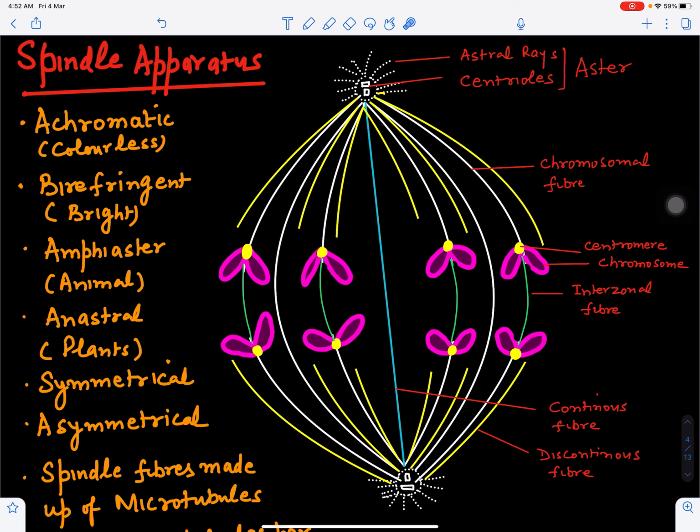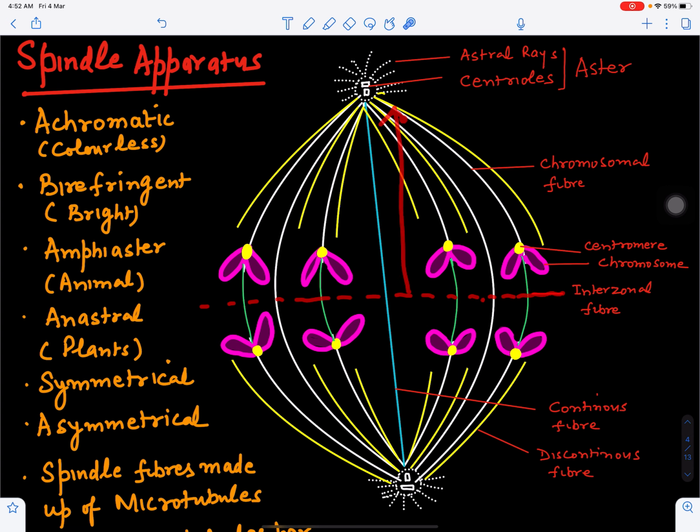So the nuclear membrane degenerates, the chromosomes become short and thick and assume a distinct shape, and the spindle apparatus starts appearing. Now what are the characteristic features of the spindle apparatus? It is colorless, so it is called achromatic. It is bright and highly refractive, so birefringent; we can observe it under a polarizing microscope. In animal cells, an aster is produced at this end and also at this end, so this is amphiastral. In plant cells the aster is not there, so this is anastral. The central part of the spindle apparatus is called the equator.